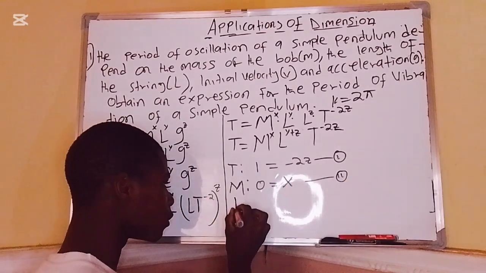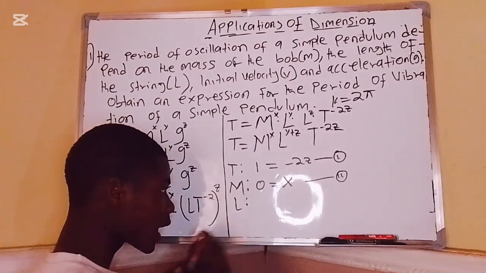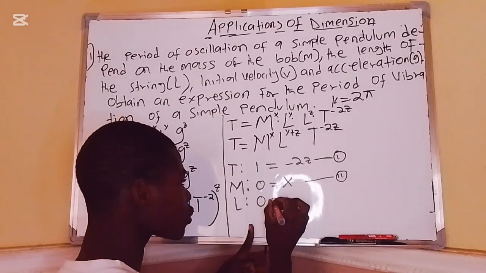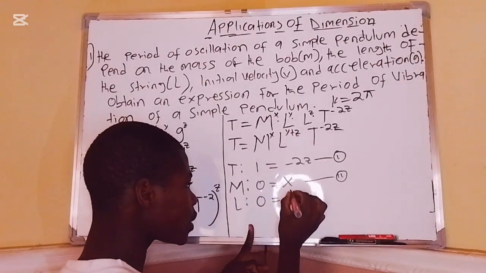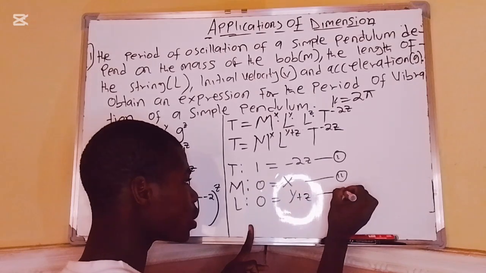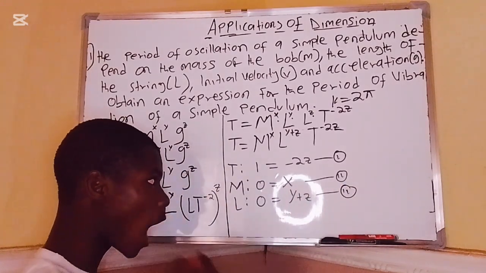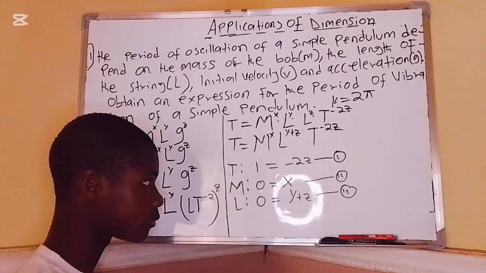And then for L. For L also, I didn't have L here, so that should now become 0. So therefore, what is the value of L? The value of L is y plus z. This should now be equation 3. I have to get up to this point.